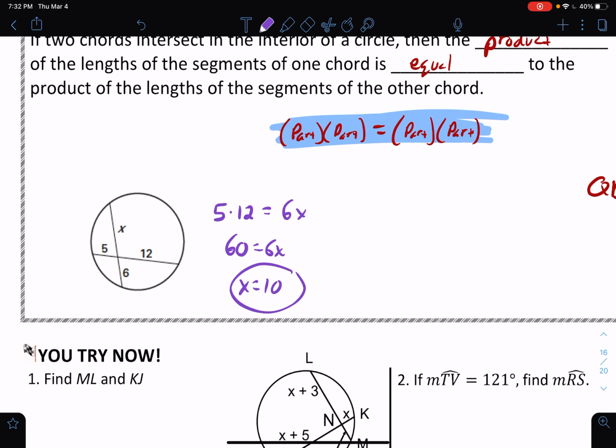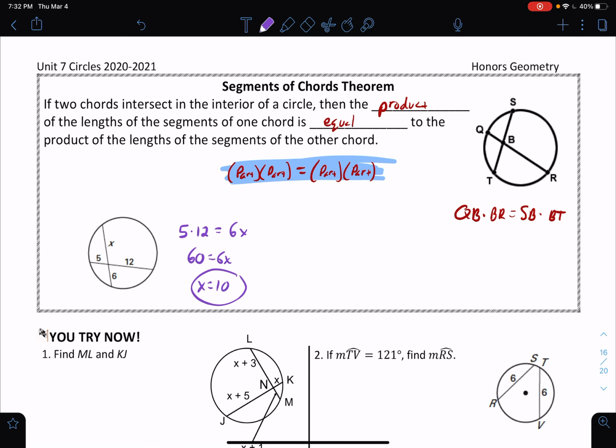All right? So put that on a note card, part times part equals part times part, for when you're dealing with segments intersecting inside the circle, when you're dealing with chords. So a lot of relationships here with chords. Make sure you get those on a note card, you study those relationships, you understand how they work.